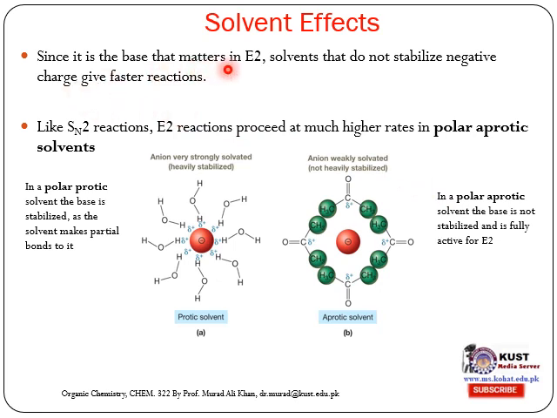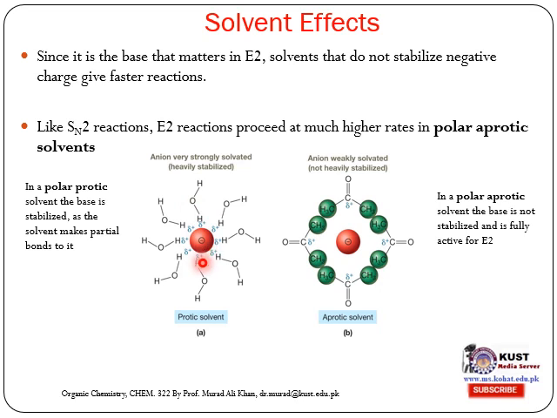Since it is the base that matters in E2, solvents that do not stabilize negative charge give faster reactions. Those solvents which stabilize the negative charge of the base will have a hindering effect on the reaction, and the reaction will be slow. But those solvents that do not stabilize the negative charge will give a faster reaction. Like the SN2 reaction, the E2 reaction proceeds at a much higher rate in polar aprotic solvents. Why?